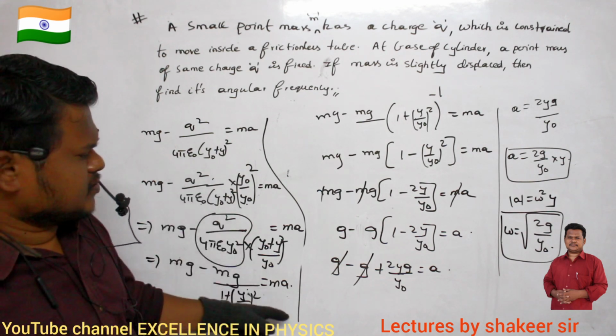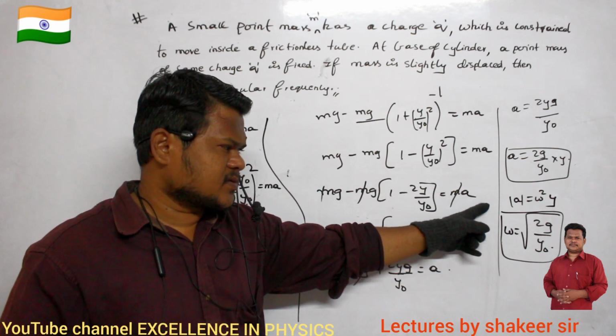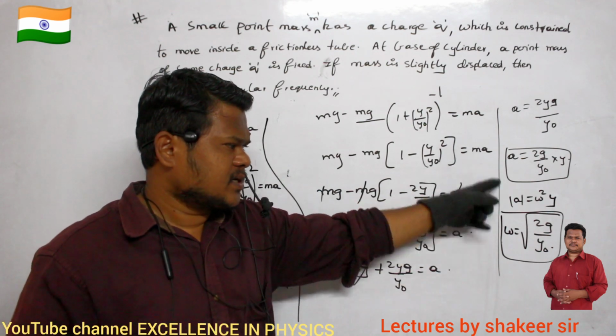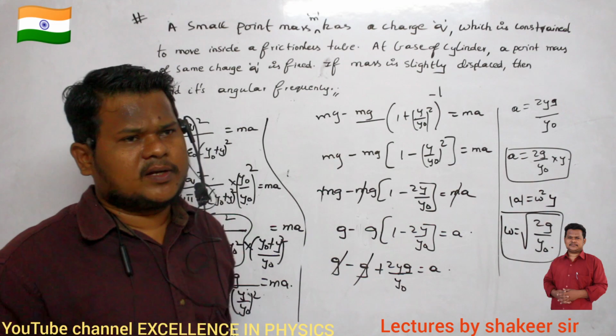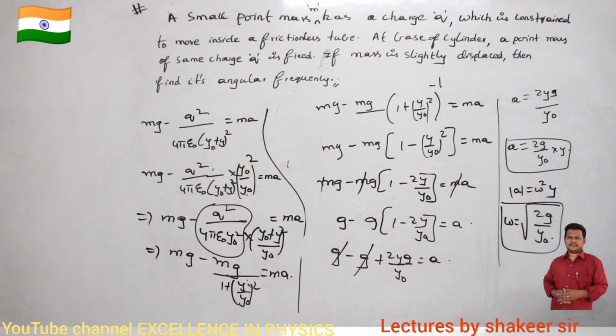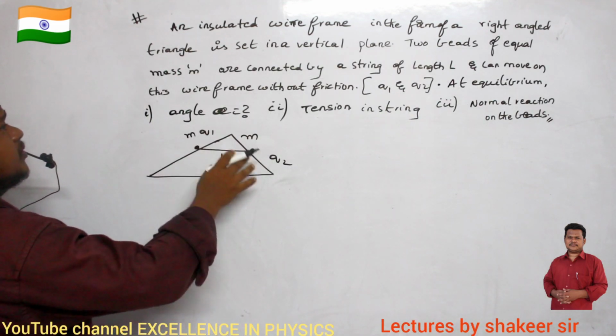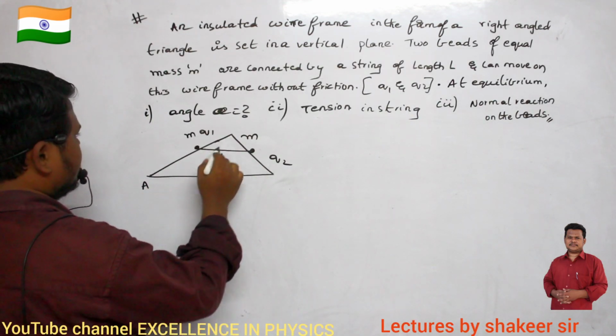So we have calculated an equation of A here. A is equal to omega square y, which is the basic equation of SHM. Comparing these two, I got the omega value. That's all. So this is an insulated wire frame, ABC.